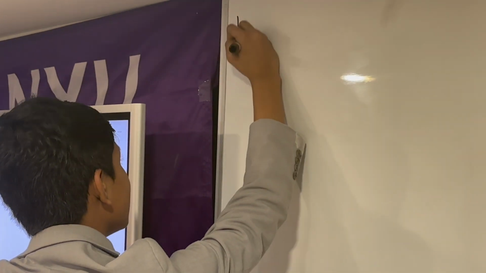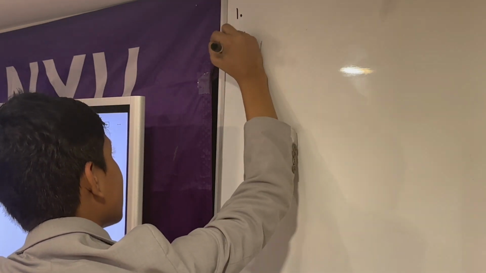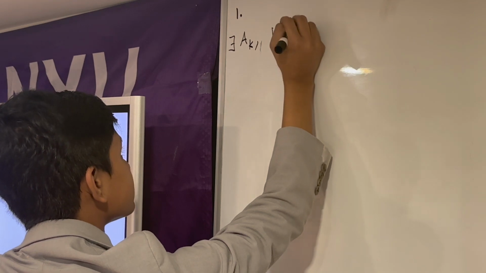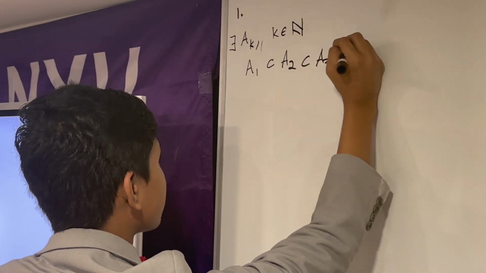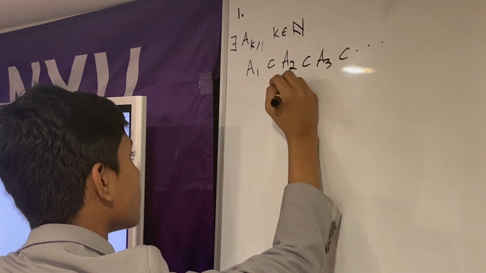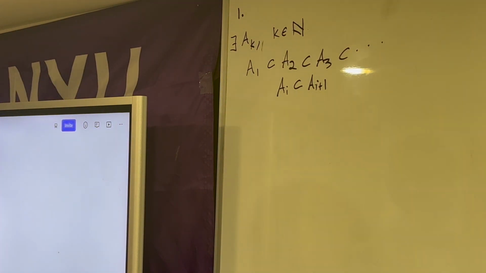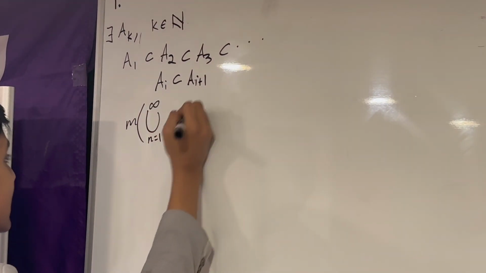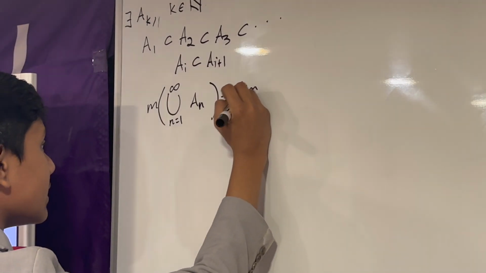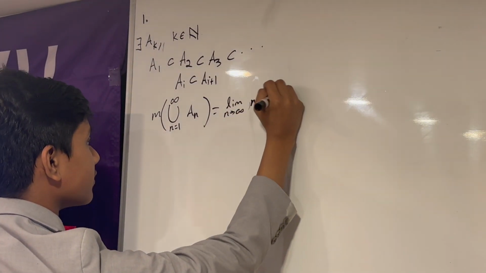Let's say we have an infinite collection of sets, A_k, such that A_k exists for any natural k, and such that A1 is a subset of A2, that's a subset of A3, etc. Or in general, A_i is a subset of A_(i+1). Okay, so now, here's what we're going to prove. We're going to prove that the measure of the infinite union of all these sets A_n is equal to the limit as n approaches infinity of the measure of A_n.